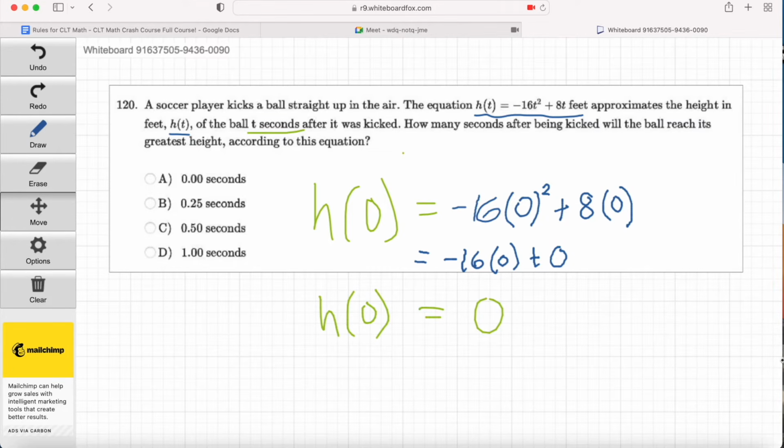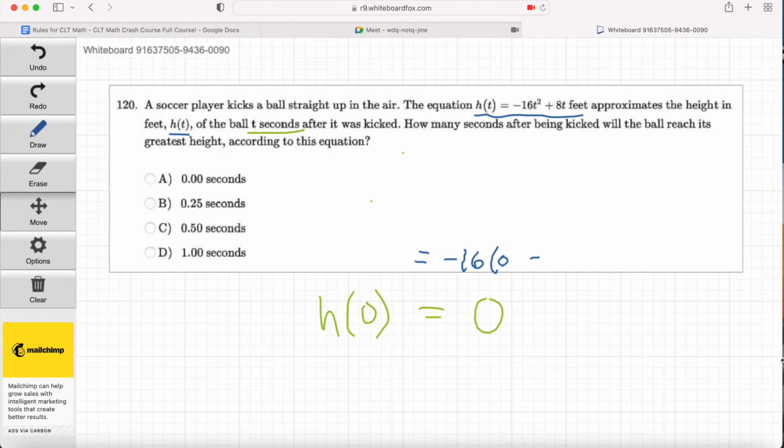So let's try answer choice B. We'll plug in 0.25 seconds. Now here we've got a choice to make. Do we want to deal with fractions or do we want to deal with decimals?